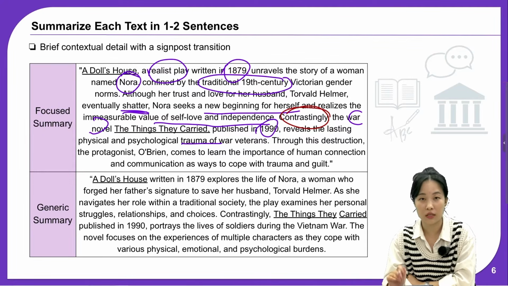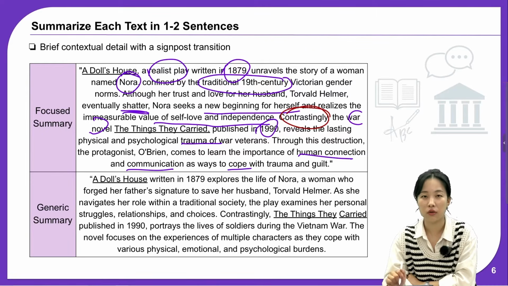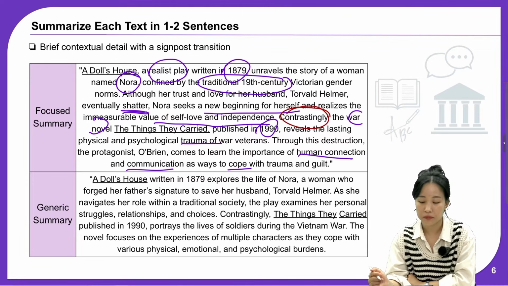So the trauma is the destruction, right? Violence. Through this destruction, the protagonist O'Brien comes to learn the importance of human connection and communication as a way to cope with trauma and guilt, right? So the protagonist is able to learn their coping mechanism. And that's the good that comes out of this, okay?